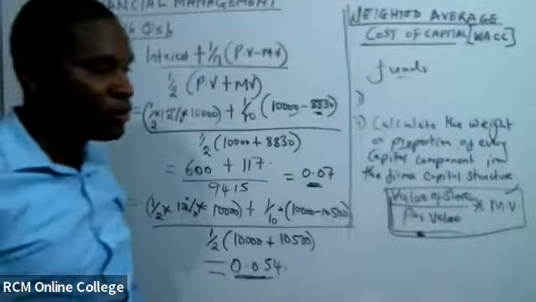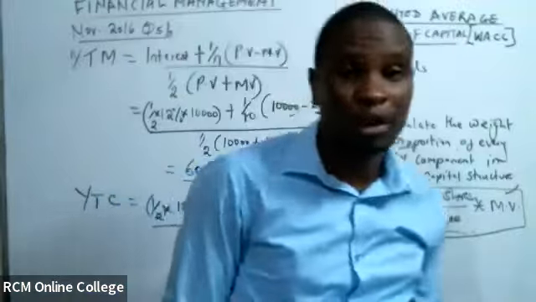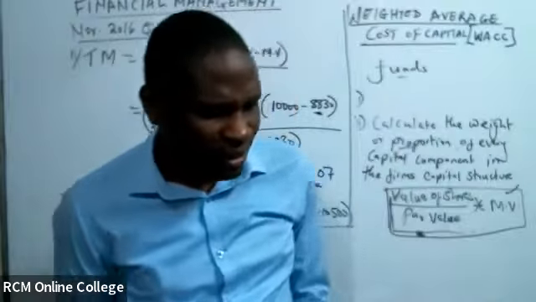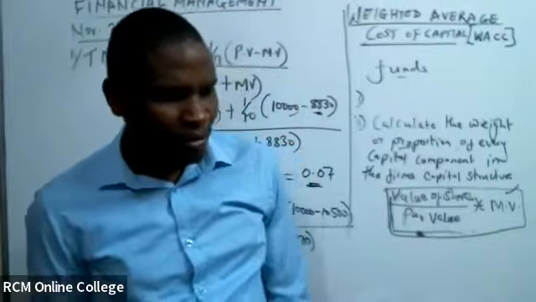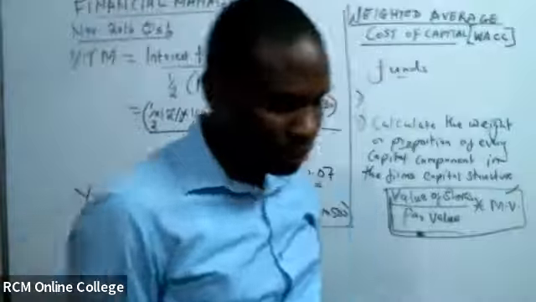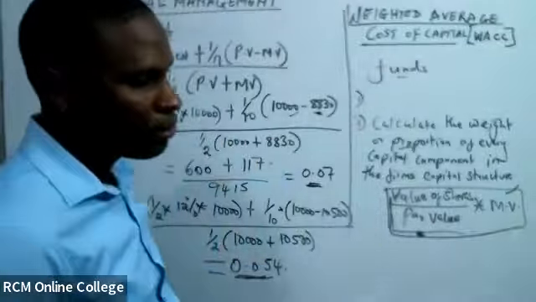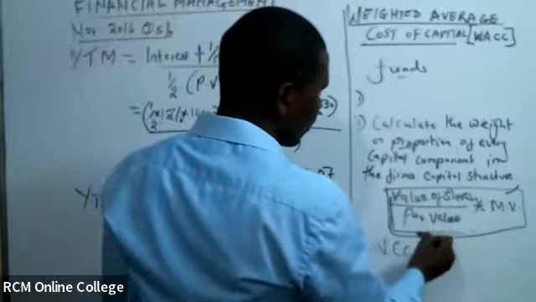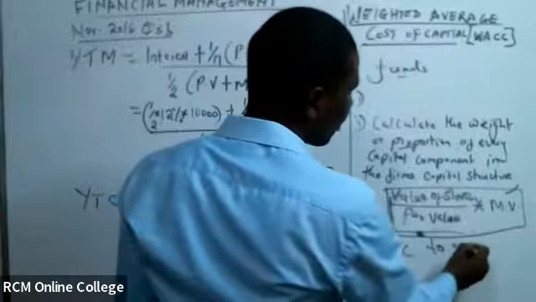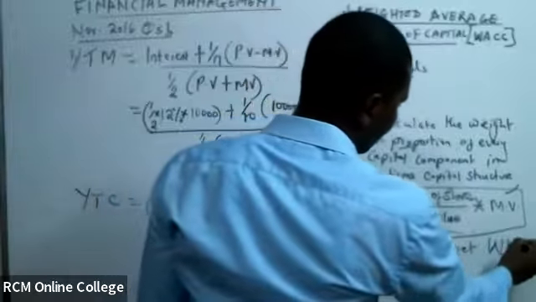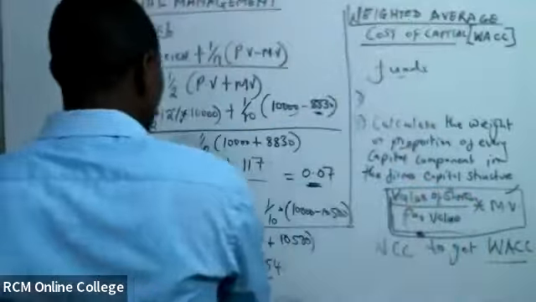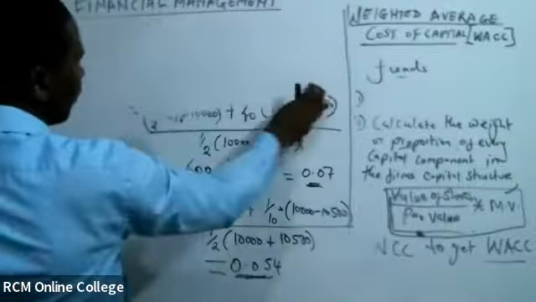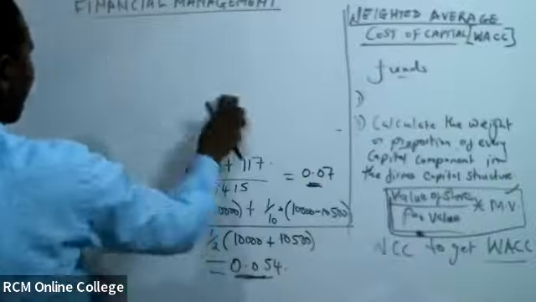Okay, since we are together, class, let's look at an illustration from May 2017, question number 1, part C. The last step is just to sum up. You sum up the WCC to get WACC. Just sum up that to get it. Let's look at May 2017, that is question number 1.